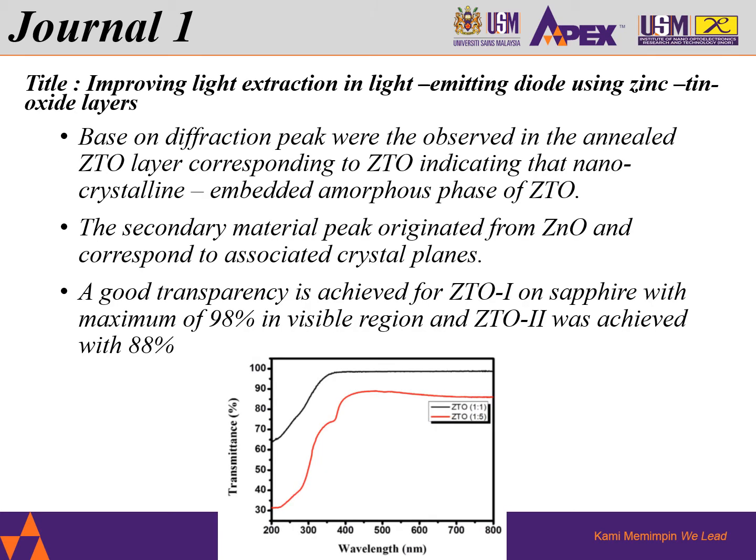Based on the last graph that we showed on the previous slide, you can see the diffraction peak where the annealed ZTO is observed, corresponding to ZTO, including the nanocrystal that will improve the emission of the ZTO. At the same time, we can also see the secondary peak originating from ZnO corresponding to the crystal plane. Based on the graph below, you can see the good transparency achieved on the ZTO 1 on the sapphire with maximum 98% in the visible region, and ZTO 2 was lower at 88%.